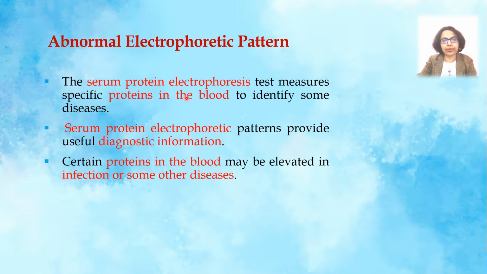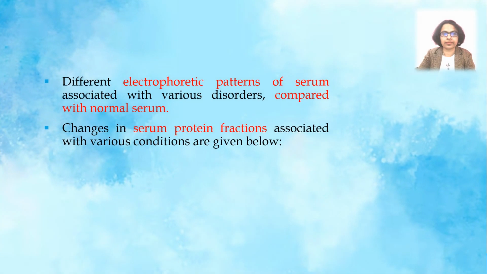How? The serum protein electrophoresis test measures specific proteins in the blood to identify some diseases. Serum protein electrophoretic patterns provide useful diagnostic information. Certain proteins in the blood may be elevated in infection or some other diseases. Different electrophoretic patterns of serum are associated with various disorders compared with normal serum. Changes in serum protein fractions associated with various conditions are given below.